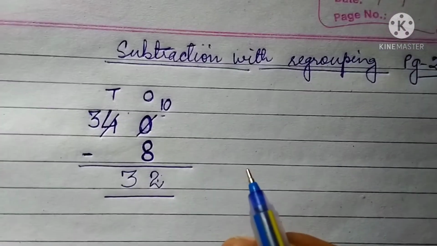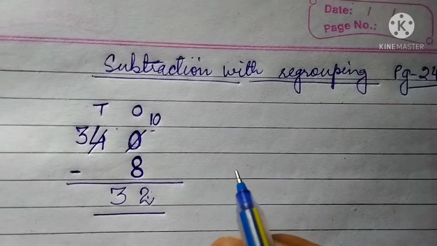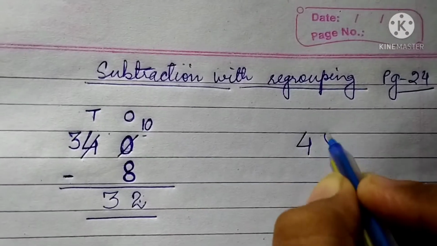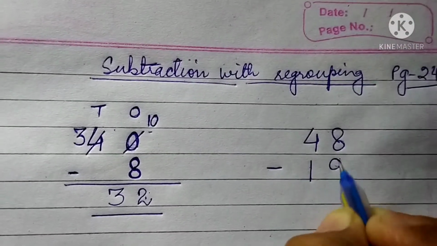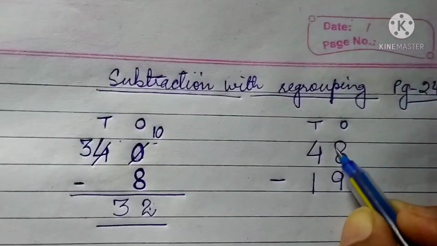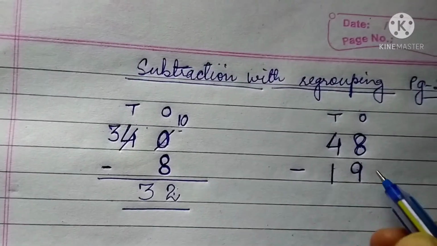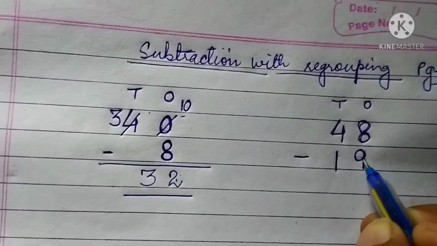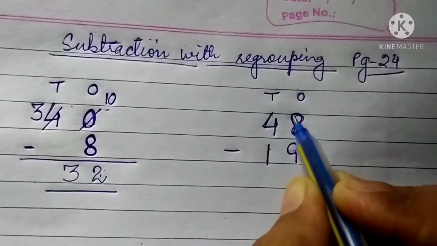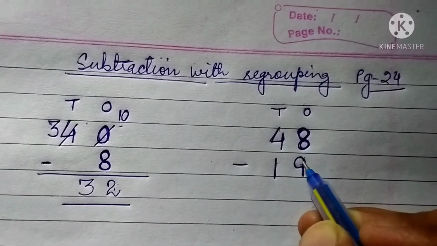Okay, let us take another example from your book only. The second example I have taken is here, 48 minus 19. This is ones place and this is tens place. Here we have 8 ones, 4 tens, 9 ones, 1 ten. We have to subtract 9 ones from 8 ones. So the up one is smaller and the down one is bigger, so it cannot be subtracted.